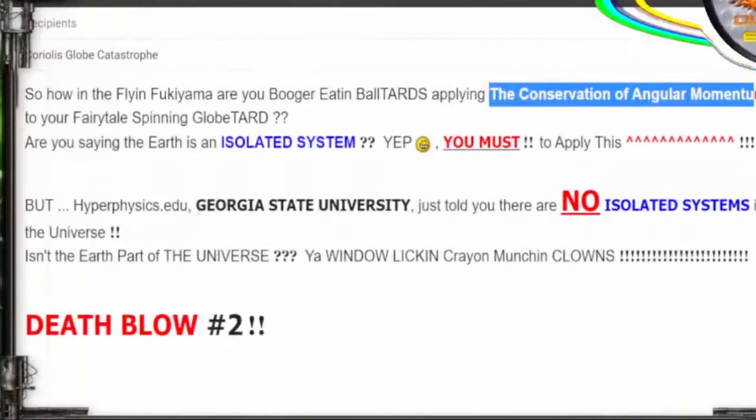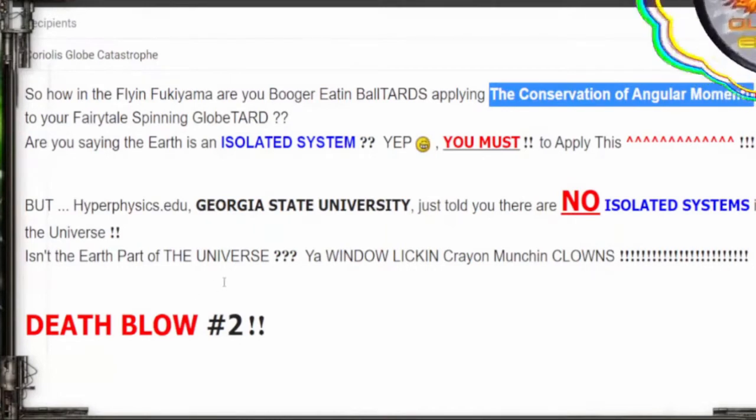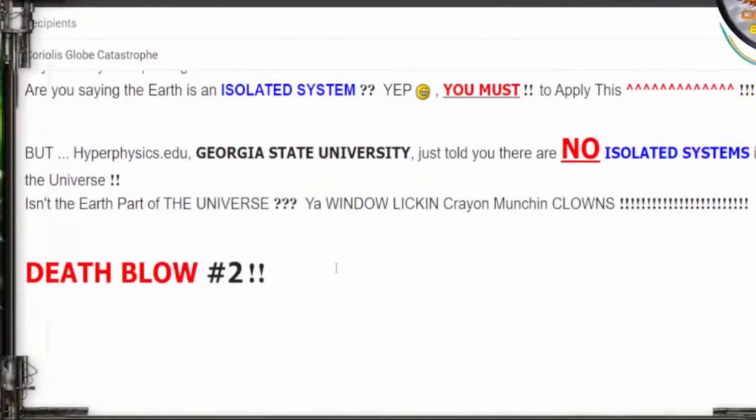Like I said, but hyperphysics.edu, that's Georgia State University, just told you there are no isolated systems in the universe. Isn't the Earth part of the universe, baltards? Ya window-licking, crayon-munching clowns? Death blow number 2. How you like me now? It's going to get worse.